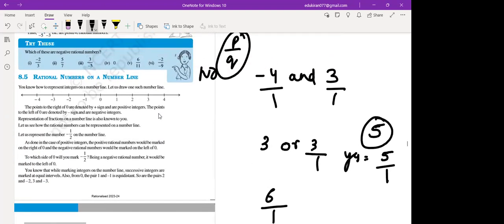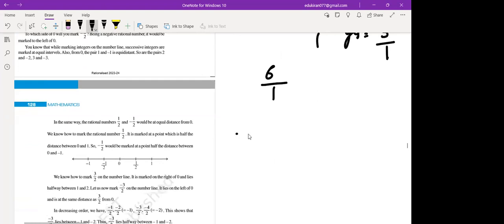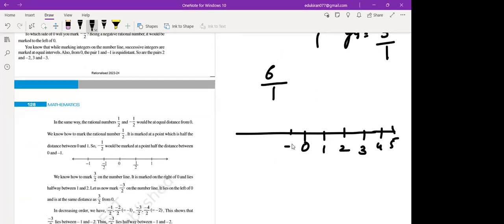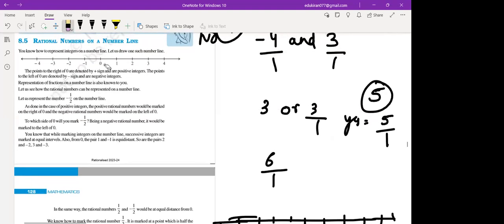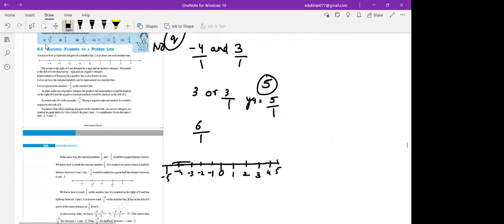So now, for example, you have to do the number line. Rational numbers on the number line. So 0 would be here, then 1, 2, 3, 4, 5. And here it would be -1, -2, -3, -4 and -5. Clear? Now you will quickly note it. Put the heading rational numbers on number line, and draw this number line. It is written as well and drawn down also.